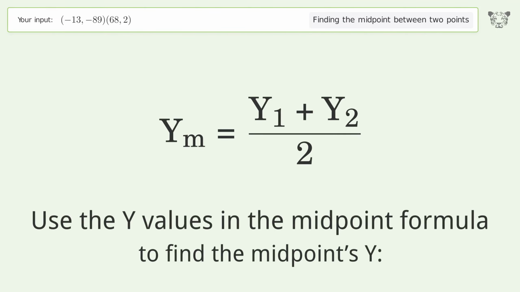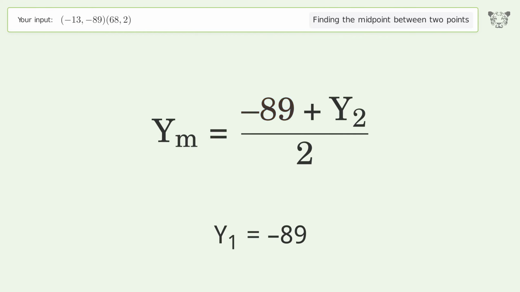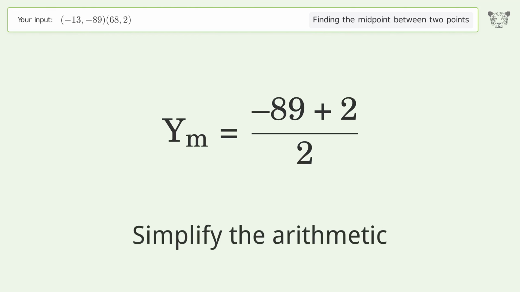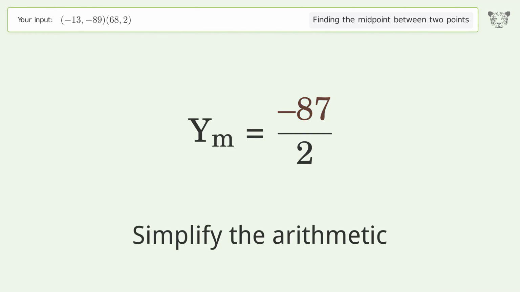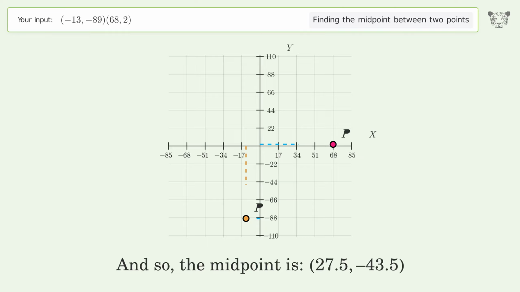Use the y values in the midpoint formula to find the midpoint's y. y1 equals negative 89. y2 equals 2. Simplify the arithmetic. And so, the midpoint is 27.5, negative 43.5.